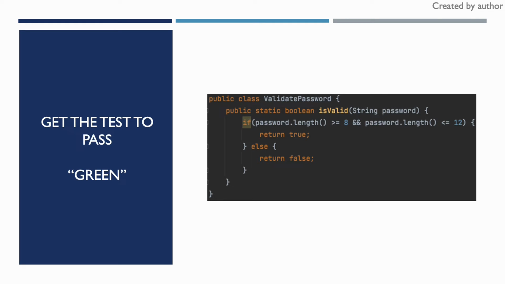I will go back to the validatePassword class and think of a way to make sure the password is valid. For this, I will create an if-else statement. If the password is greater than or equal to 8 characters, and if the password is less than or equal to 12 characters, then it is a valid password. With the logic shown in the screenshot, our test will now pass.